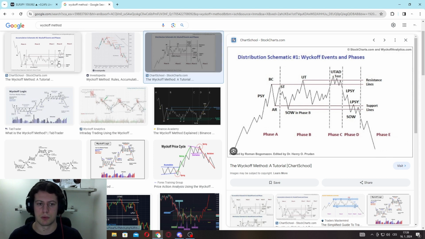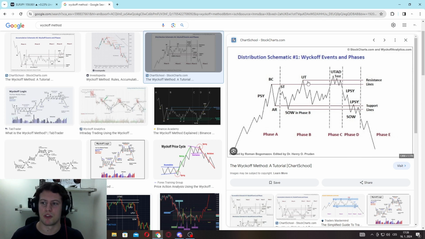I think it's the most popular one, that you have this UT. I can't remember now what it is. It's a UT, up thrust after, I don't know, but this is the principle. This is the method. Mainly, the Wyckoff schematic or the Wyckoff method is about how the market moves.